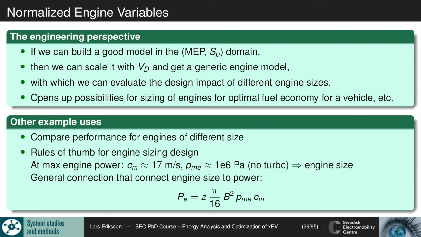Rules of thumb for engine sizing is that at maximum engine power the mean piston speed is 17 meters per second, and a naturally aspirated engine reaches a mean effective pressure of about 1 megapascal. So from these we can get the engine size, and we can get the connection to engine power and size. So we can connect the dimensioning variables together through these design variables.